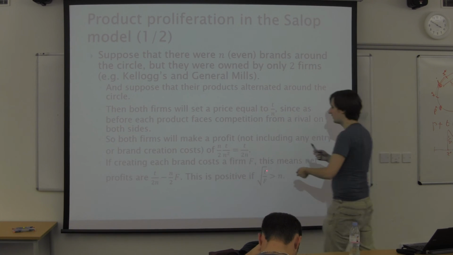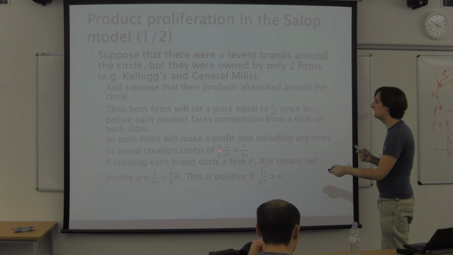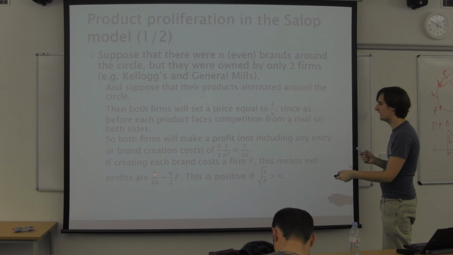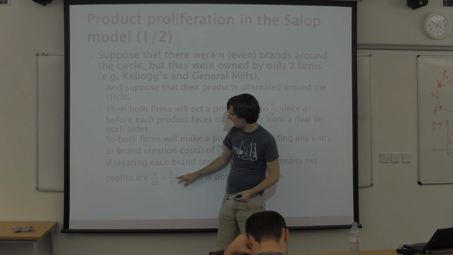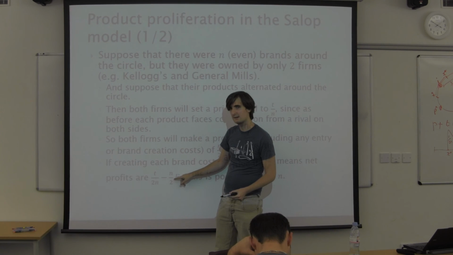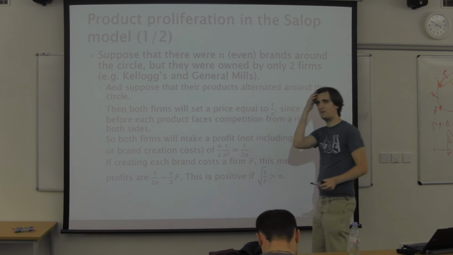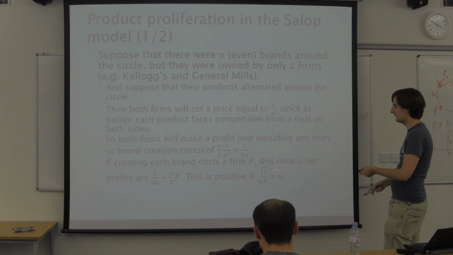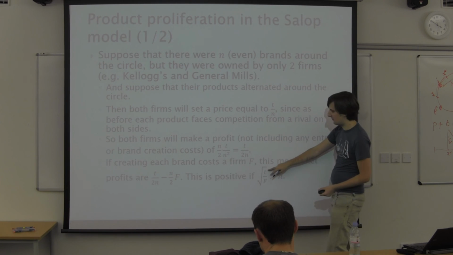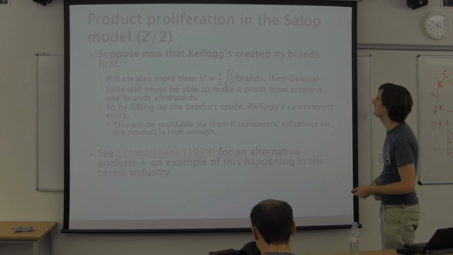So let's suppose that creating a brand for Kellogg's or General Mills costs them f. Then their total profits are going to be t over 2n minus n over 2 f. n over 2 is the number of brands they create, f is the cost of creating a brand. So that's their total profits, including the cost of creating brands. And this is going to be positive as long as root t over f is bigger than n. So as long as transport costs are sufficiently high and entry costs are sufficiently low, Kellogg's and General Mills are going to make some profits.